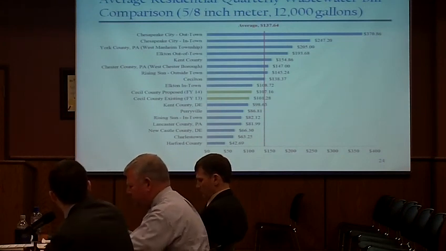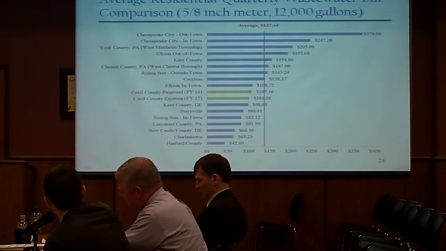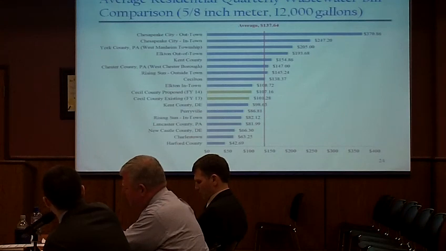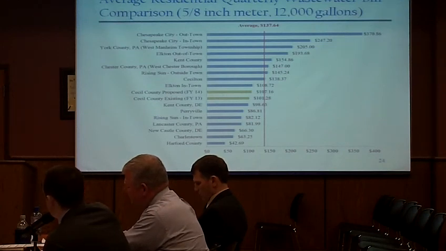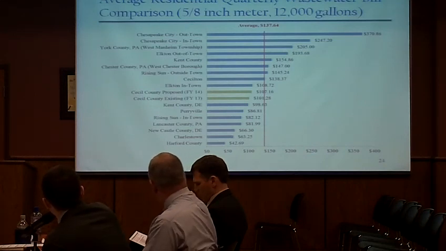So this chart is actually a comparison to surrounding utilities. The 2 in green there, the bottom one is your current average residential bill. This is for 12,000 gallons per quarter. You can see it's $101.28. Implementing the rates for FY14, that 5.8% increase would give them a bill of $107.16. So we're not moving up any higher, just above where they are now. You can see they're above middle to low of the pack.